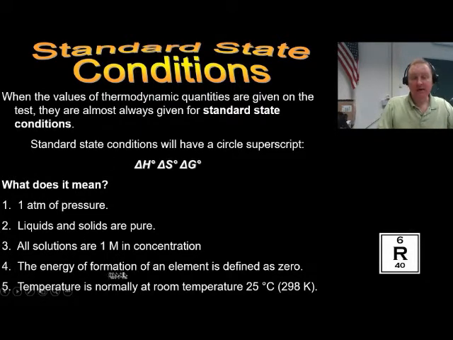The energy of formation of an element is defined as 0, and we're going to talk about energy of formation later on. And then finally, the temperature is normally at room temperature. So room temperature is 25 degrees Celsius or 298 Kelvin.